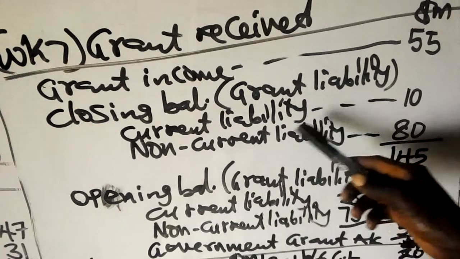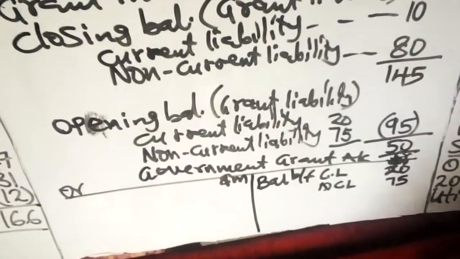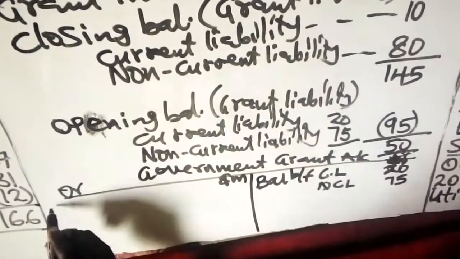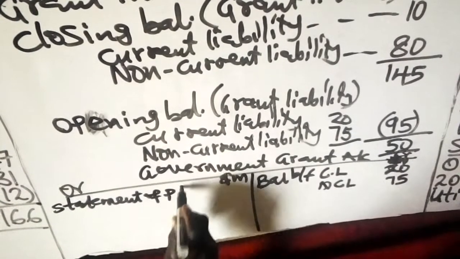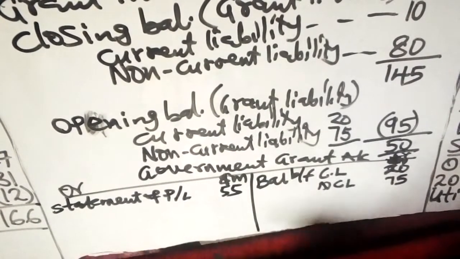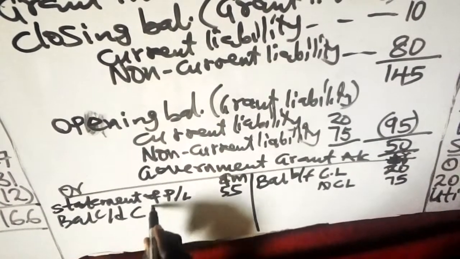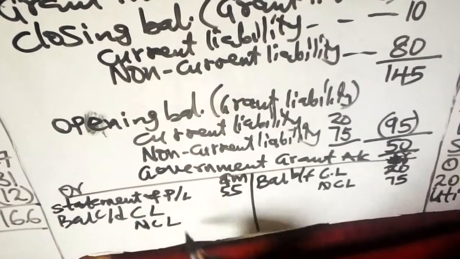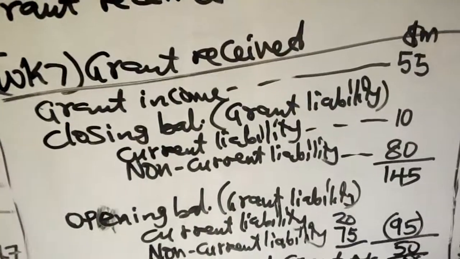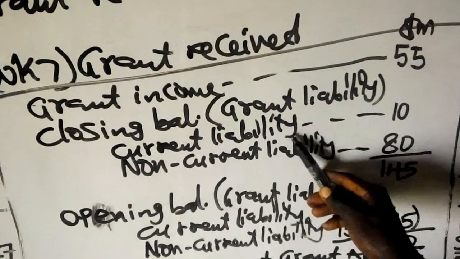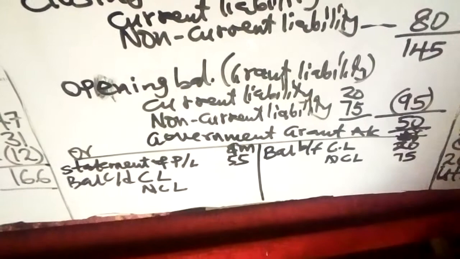Then we have grant income of 55. Remember, income will be credited to statement of profit or loss. If you credit statement of profit or loss with grant income of 55, then the closing balance will be balance carried down, the one under current liability and the one under non-current liability. The closing balance under current liability is 10 and the one under non-current liability is 80.